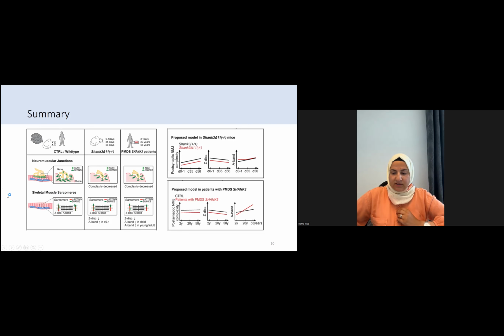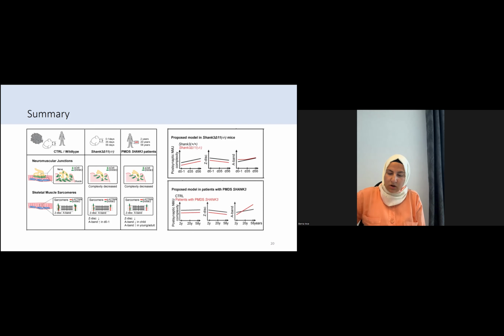SHANK3 is implicated in the maturation of central nervous system synapses, suggesting that it might play a comparable role in the peripheral nervous system and in the skeletal muscle. So we propose that the hypotonia in SHANK3 deficiency, such as in the PMDS patients, might be caused by dysfunctions in all elements of the voluntary motor system. So the motor neurons, the neuromuscular junctions, and the sarcomeres. So we hypothesize that these functional defects might add up to the clinical appearance we observe in patients with PMDS.